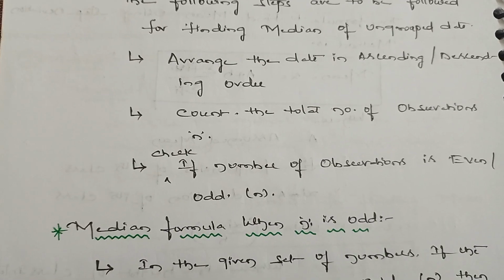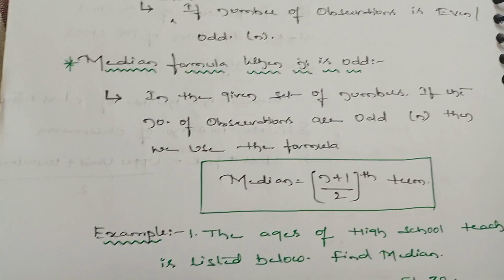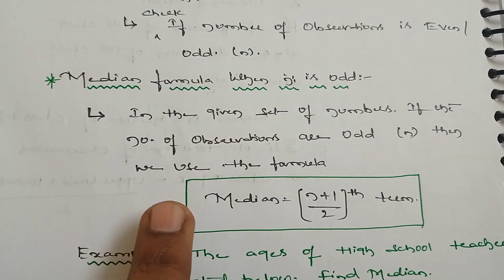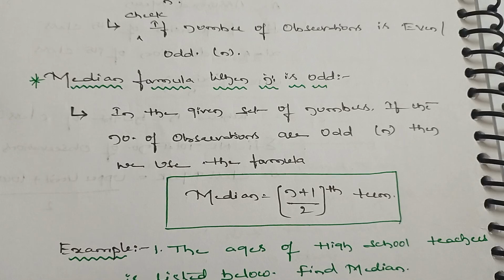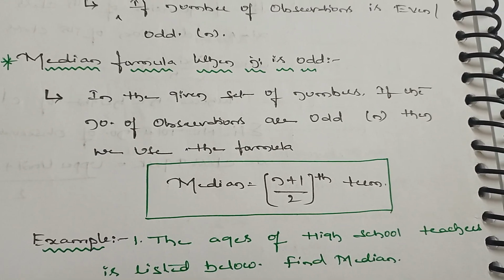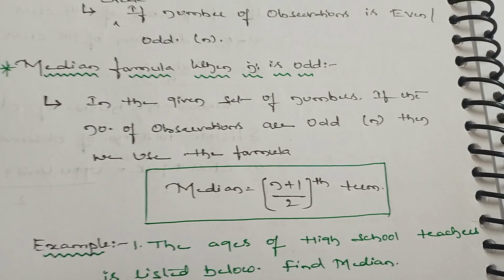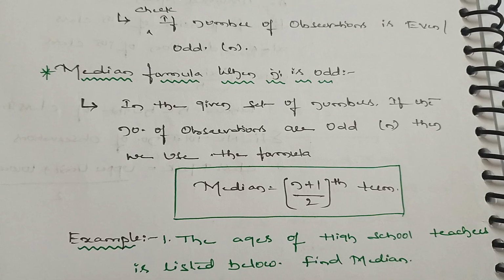Now, finding the median formula when n is odd, when the number of observations is odd. So in the given set of numbers, if the number of observations is odd, then we use the formula median equal to (n plus 1) by 2 the term. (N plus 1) by 2 the term.